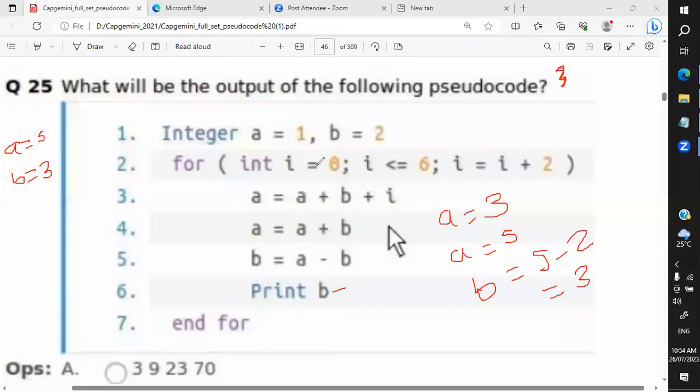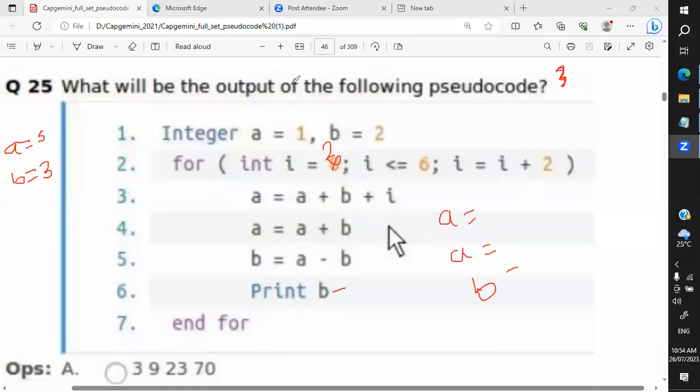Now we'll go back to the loop. I value was initially 0. Now it becomes 2, right? 0 plus 2, which is nothing but 2. Right now, I value is 2. When I is 2, what will happen? 2 is less than or equal to 6, true. It enters inside.